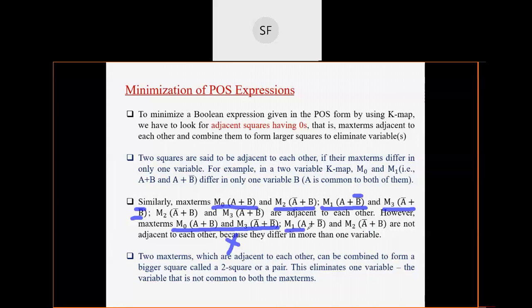Similarly, if you observe M1 and M2, then this A becomes A bar here and B bar becomes B here. Again, these two will never be adjacent cells.